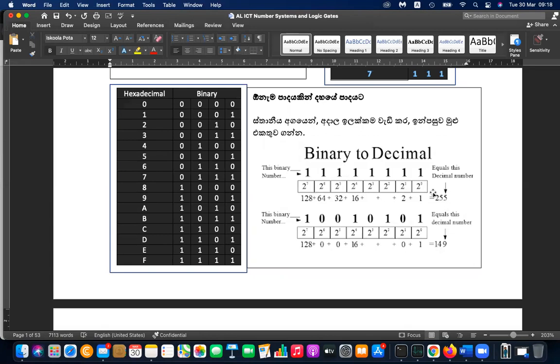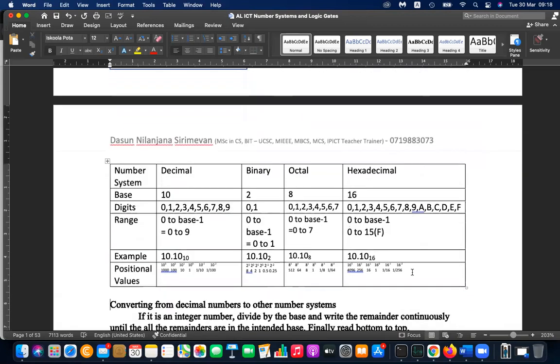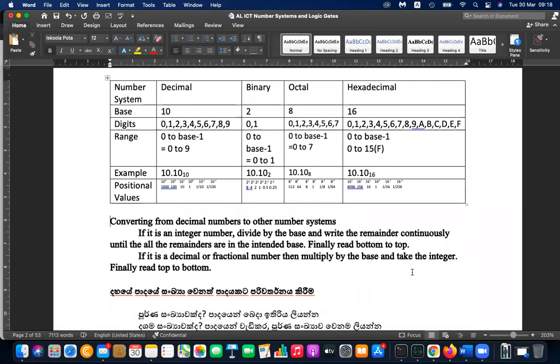And in this one you have to add 1, no 2s, plus 4, no 8, no 16, no 32, no 64, but 128 is there. Then 128 plus 16 plus 4 plus 1 is 149. That is how you convert from any number system to a decimal number. Okay, so let's learn that by doing a small exercise.